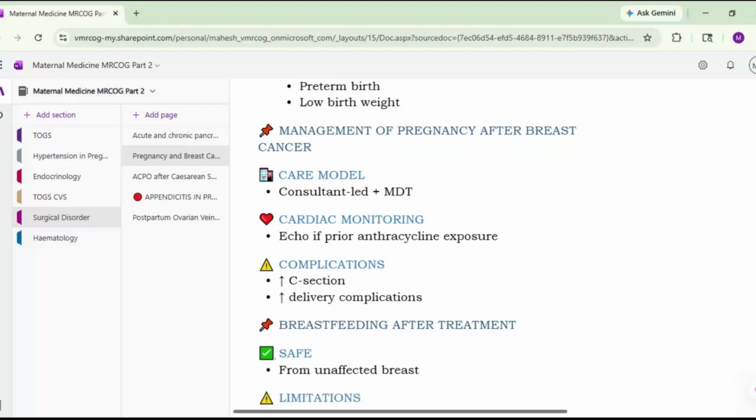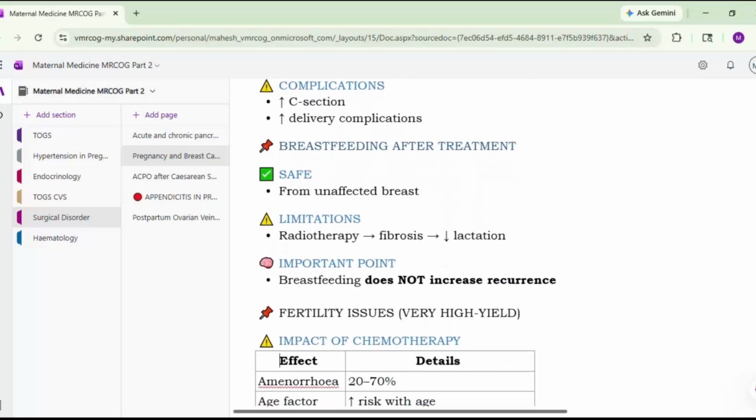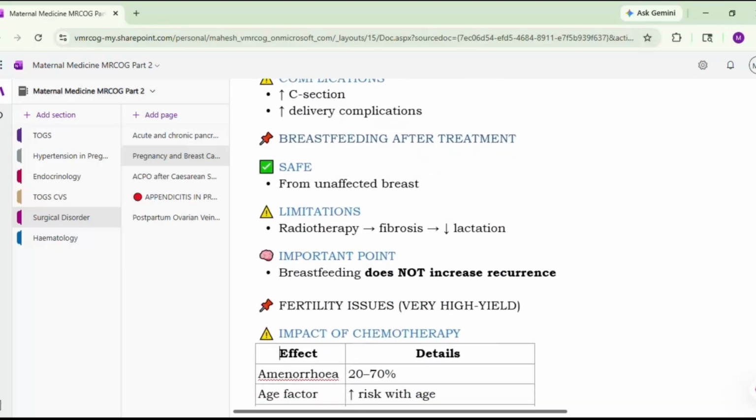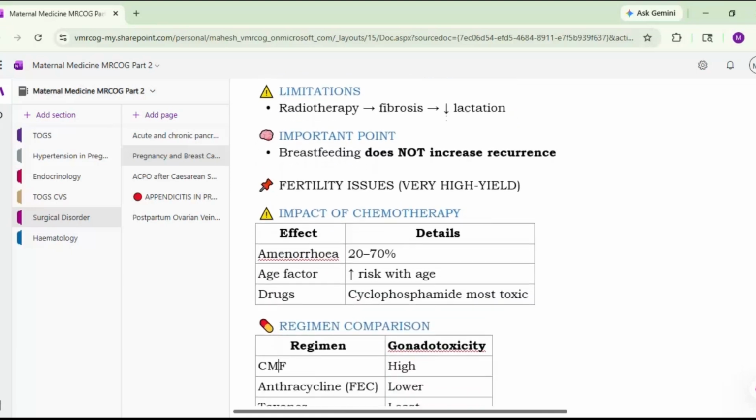Then complications: there is an increased cesarean section rate and increased delivery complications. Breastfeeding after treatment is safe from the unaffected breast. The only limitation is radiotherapy, because radiotherapy will lead to fibrosis and that will reduce the lactation. Okay. Then an important point is that breastfeeding does not increase the recurrence of the breast cancer. What about the fertility issues?